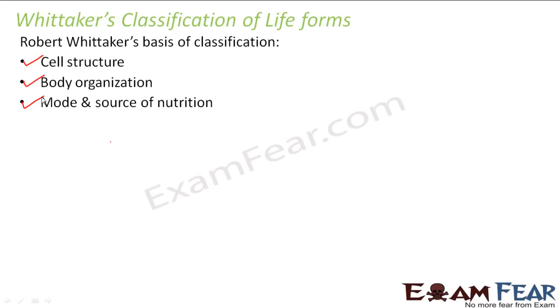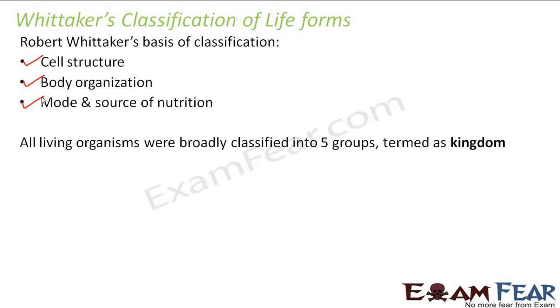Mode and source of nutrition. So now we also knew which organisms are autotrophic, which are heterotrophic, and what kind of heterotrophic, whether it is parasitic or saprophytic or what it is. So these 3 things were taken into consideration to classify life forms, and based on this, all living organisms were broadly classified into 5 groups. Each of these groups is known as a kingdom. That is why it is often known as Whittaker's 5 kingdom classification.